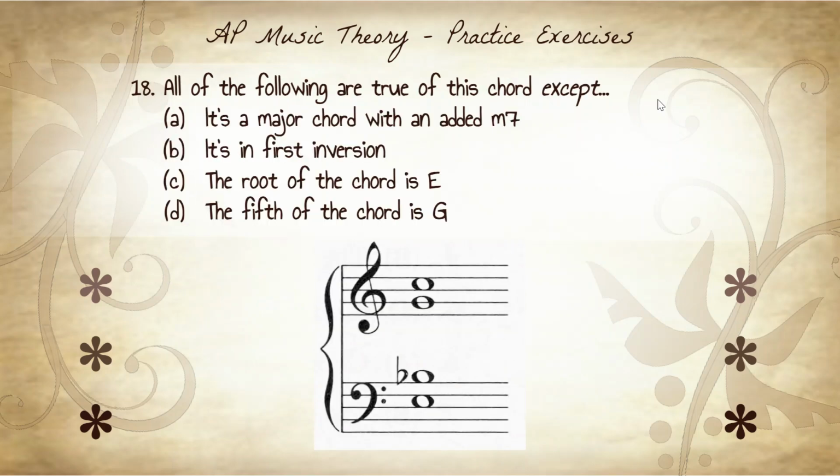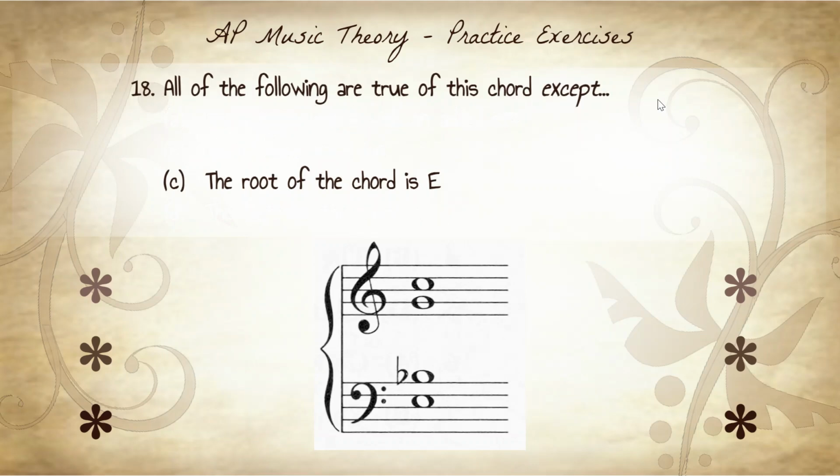Question 18. All of the following are true of this chord except A, it's a major chord with an added minor seventh, B, it is in first inversion, C, the root of the chord is E, D, the fifth of the chord is G. The correct answer is C. The example chord is a major triad with a minor seventh. The chord is C, E, G, B flat, with the E in the bass making it a first inversion seventh chord. The root of the chord is C, not E.